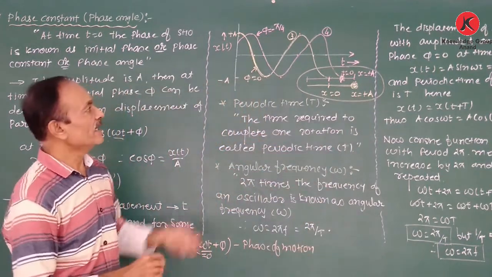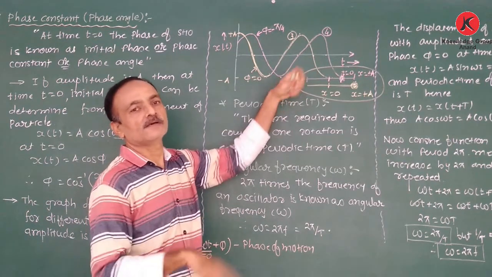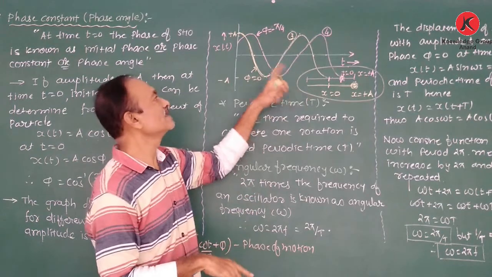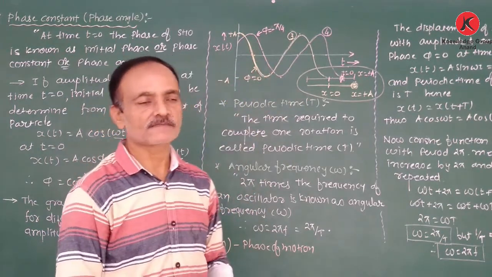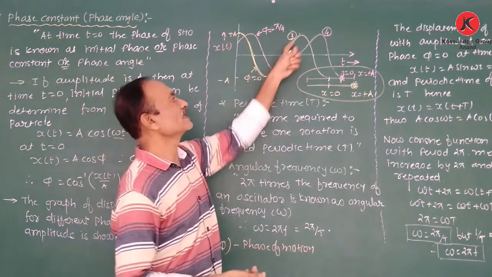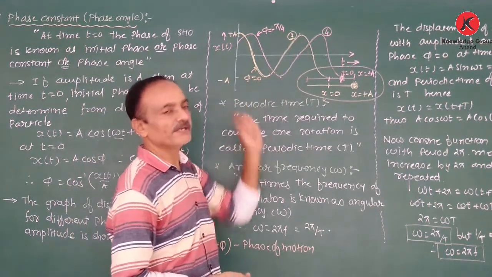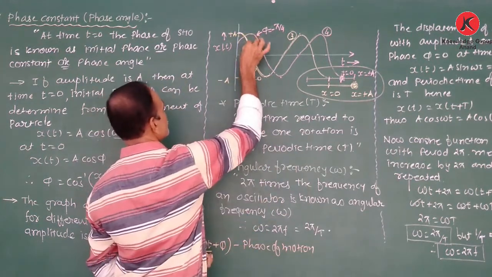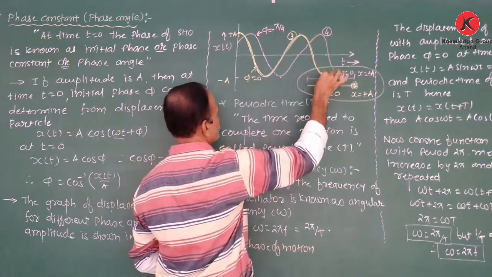Again, here is the graph of displacement versus time. Graph 4: two particles performing simple harmonic motion with the same amplitude but different initial phase. Here the yellow line, that means graph 3, has initial phase 0 and amplitude A. So the graph is this way, the regular graph.